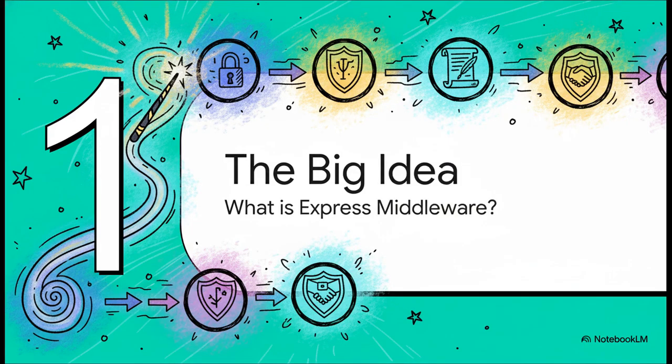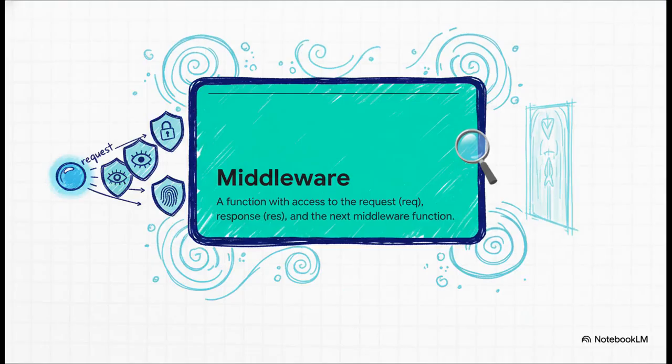What exactly is this thing called middleware? Well, at its core, it's just a function. That's it. But it's a special kind of function that gets access to three really important things: req, which has all the info about the incoming request; res, which is what we use to send a response back to the user; and the most important one of all, next. Think of next as your golden ticket to the next stop in the chain.